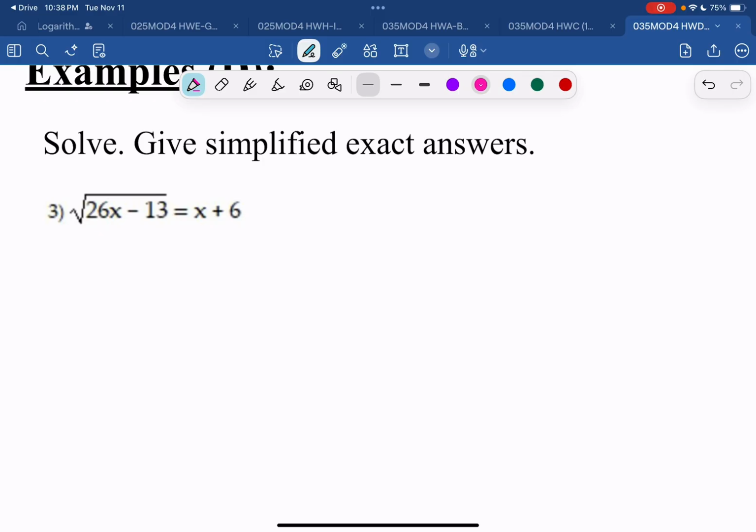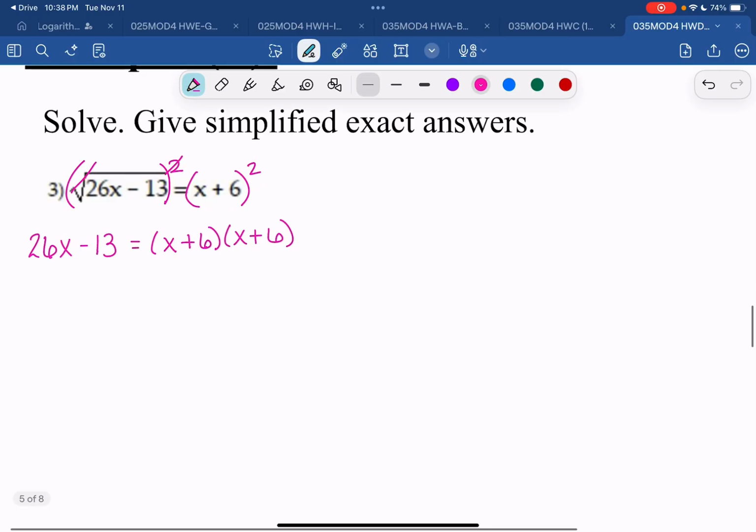Got a square root, so we've got to get rid of it. We're going to start by squaring both sides. So this one would go away. And on the left, I'm left with 26x minus 13. On the right, I'm left with x plus 6 squared. Remember, that means that you're going to multiply it by itself. So x plus 6 times x plus 6. So we actually have to multiply that out.